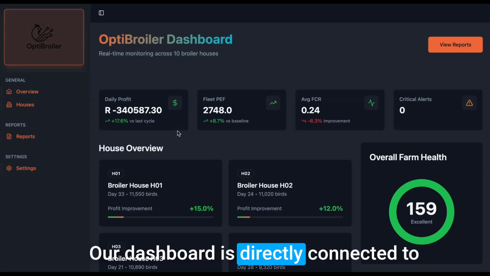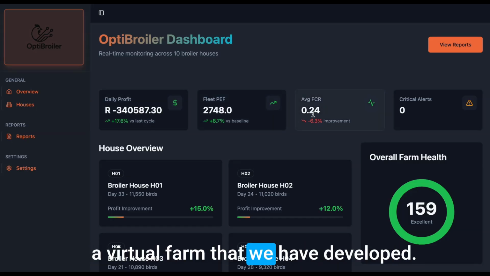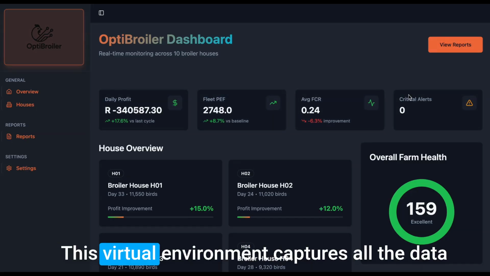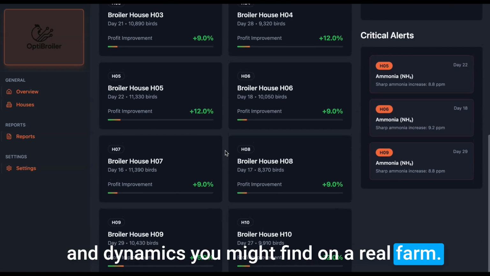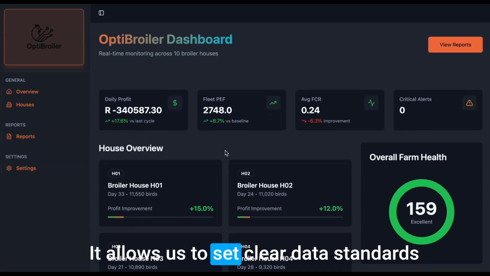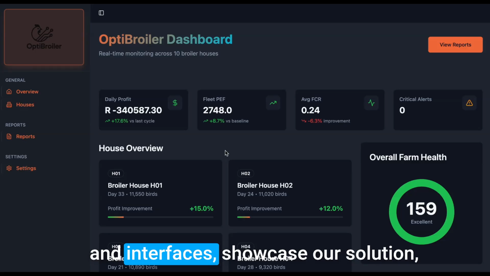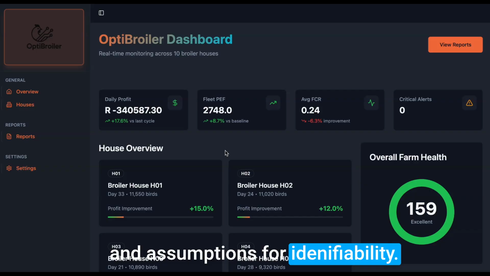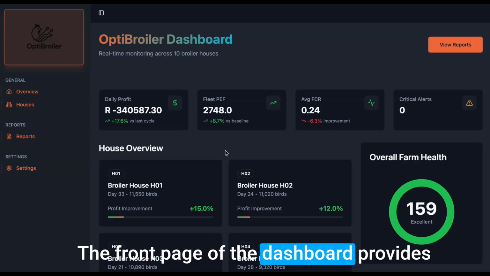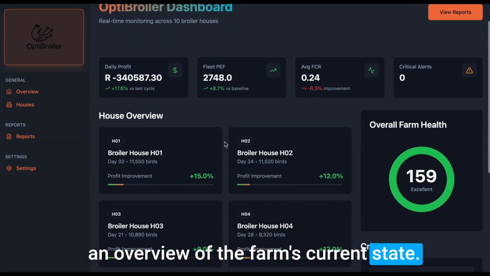Our dashboard is directly connected to a virtual farm that we have developed. This virtual environment captures all the data and dynamics you might find on a real farm. It allows us to set clear data standards and interfaces, showcase our solution, and continuously refine our AI models and assumptions for identifiability. The front page of the dashboard provides an overview of the farm's current state.